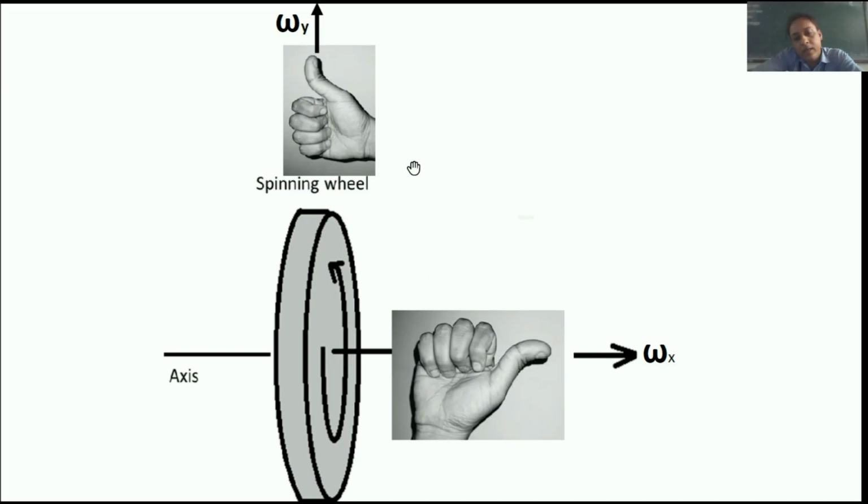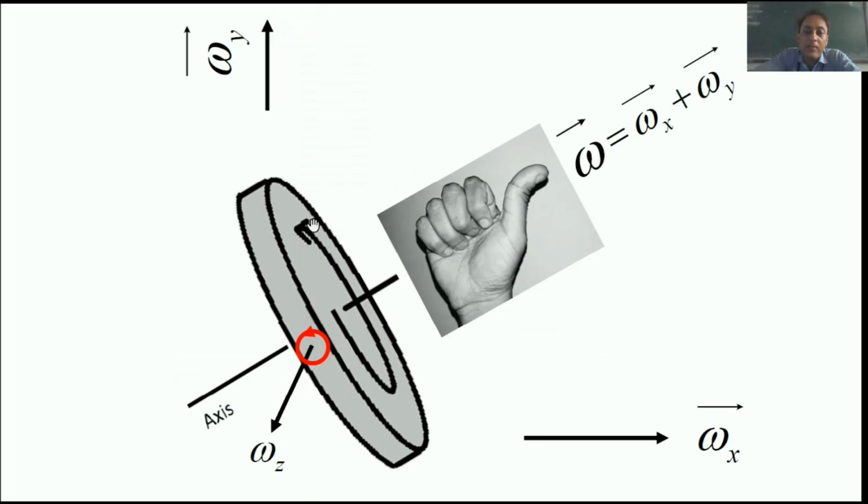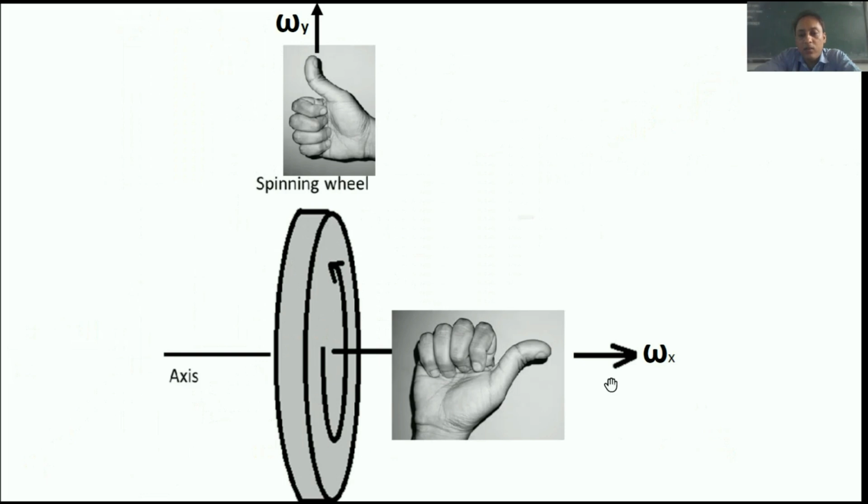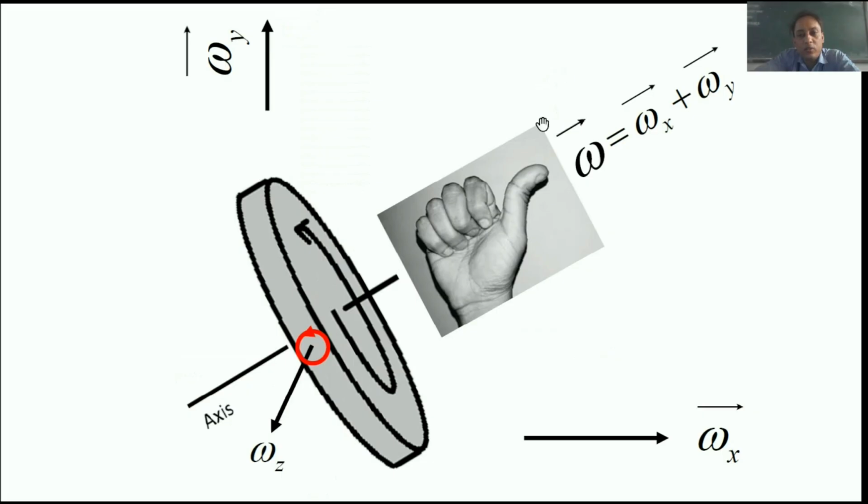What will be the resultant velocity in this case? Just like the linear velocity, the wheel will automatically align itself following the rule of vector addition. One vector is omega x along the x direction, one vector is omega y, so the resultant will be something in between by the parallelogram law of addition of vectors. So the wheel will automatically align itself like this. We will confirm this with the help of an experiment.